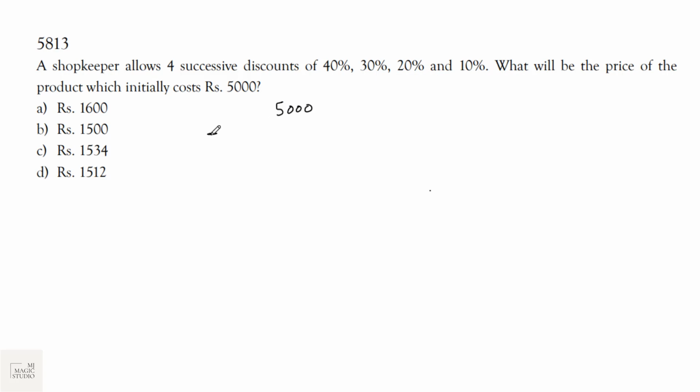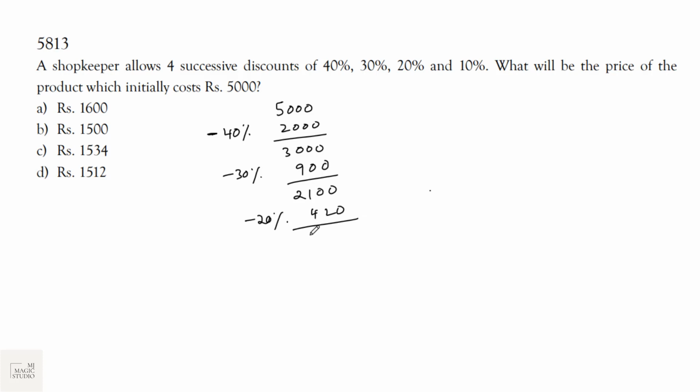5,000, let us do less 40%. That is 2,000. Left with 3,000. Now deduct 30% of 3,000, that is 900. You got 2100. Deduct 20% of 2100, that would be 420. 4 gone, 1680. Now from 1680, you deduct 10% of 1680, that is 168. That would be 1512. Option D is the pick.